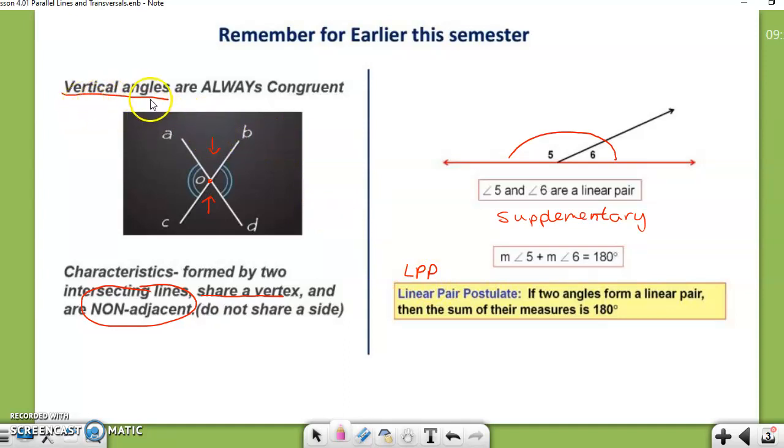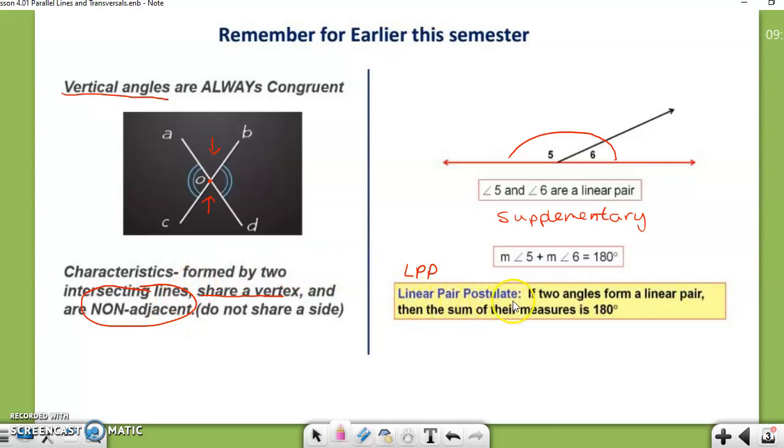Okay, before we get started with parallel lines and transversals, let's talk about a couple of our old vocabulary terms like vertical angles, and we know that vertical angles are always congruent. Angle AOC is congruent to angle BOD. You do have to use all three letters. You can't just say angle O, because there are 1, 2, 3, 4 angles that have angle O. We also know that angle AOB is congruent to angle COD. They are vertical angles. They share a vertex, and they are non-adjacent. They do not share a side.